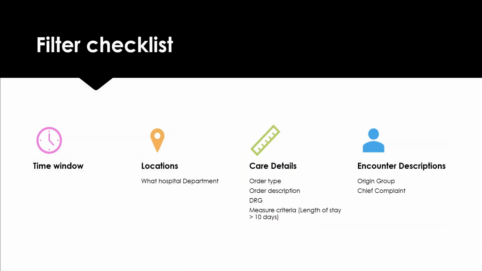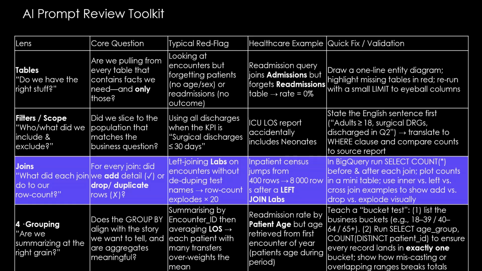Here's another little checklist for what kind of filters should I be thinking about, okay? Time window would be a common one. This year, this last 12 months, something like that. Locations, is there a specific department, specific hospital, something like that. Other care details that you want to filter to, like only of this order type, only this order description, whatever criteria might be meaningful there about care details. And the last one to think about is, do you have any encounter descriptions you want to filter to? Only folks from this particular origin or chief complaint, something like that. So that's just a quick checklist of, hey, do any of these filters apply and do I need to make sure they're in my query? Okay, we're moving on. We're looking at joins.